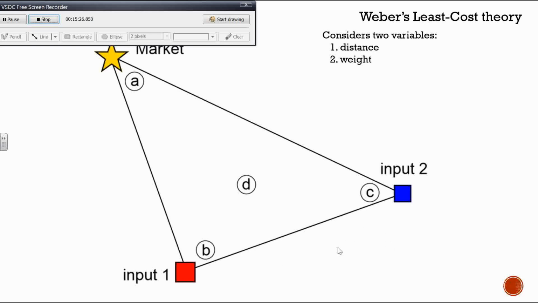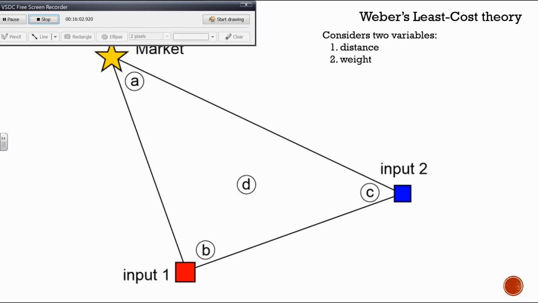Now, what if you have a product that uses two inputs, and both of the inputs weigh kind of the same? Well, that's what point D is for, right? D is kind of the compromise anywhere inside of this triangle between input one and input two. Both of these inputs weigh about the same, both are heavy. You're going to manufacture them at point D, and then the final lighter product is going to come here to point A. And so again, this is Weber's least cost theory.